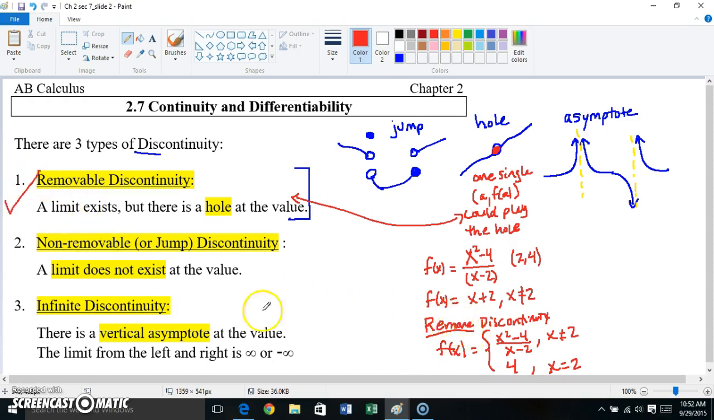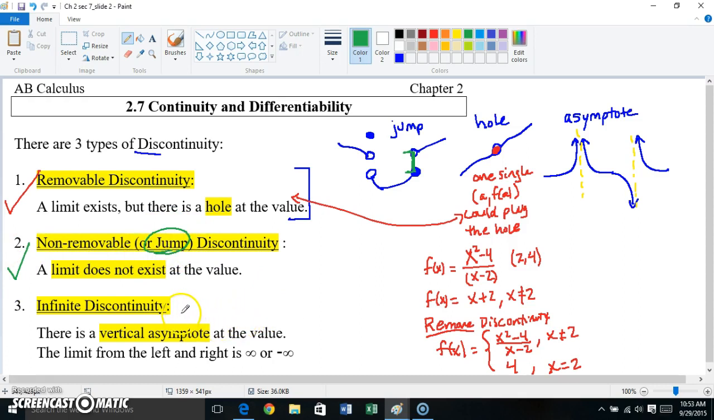All right, let's take a look at number 2. Number 2 is non-removable discontinuity. Okay, so if we look at any of these jumps, I cannot plug the gap that exists between the y value down here and the y value up here. There's too many y values in between. So the limit does not exist, and I also can't plug up the space between the y values. So non-removable, like a jump.